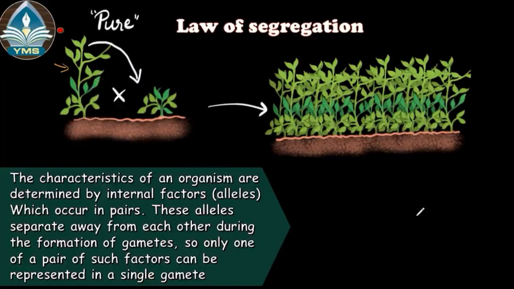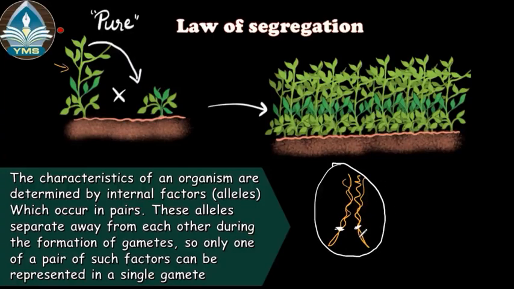Now this plant has this allele, for example, here. It became clearer when we studied and discovered chromosomes. So this characteristic, for example tall, is present in these chromosomes. They exist in pairs, so in the cell of this plant they exist in two chromosomes. He says they exist in pairs, but in the formation of gametes they separate. This allele will separate into one cell, and this one into another cell.